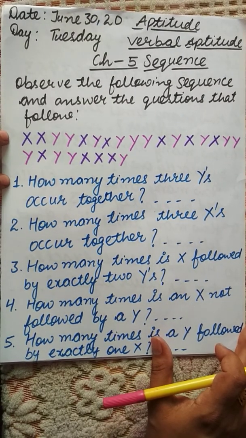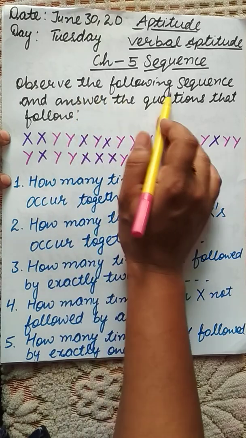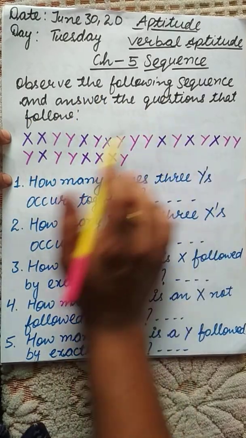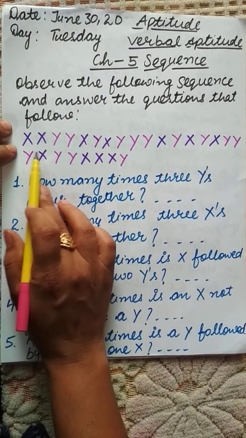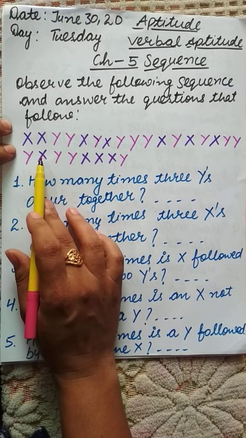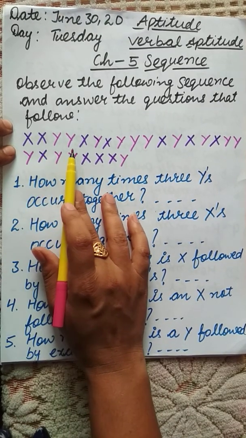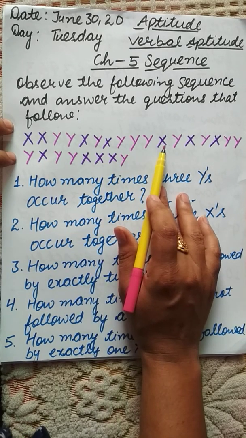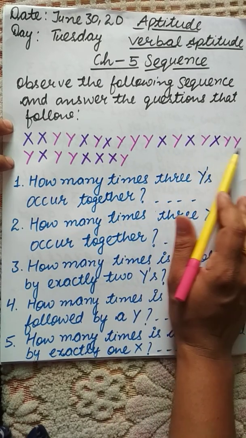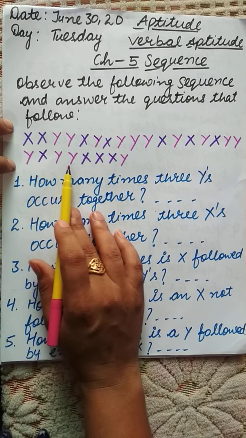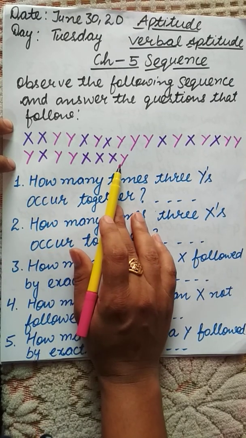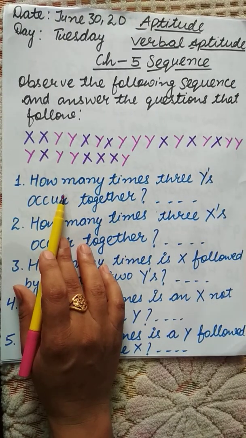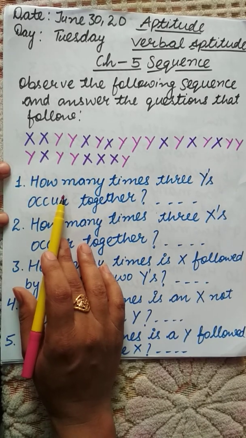Firstly, the sequence given is: observe the following sequence and answer the questions that follow. Here the sequence is given in which you can see 2 times x, 2 times y, then x, y, x, triple y, x, y, x, y, x, triple y, x, y, y, triple x, y. Now we are to find out the answers for the given questions.